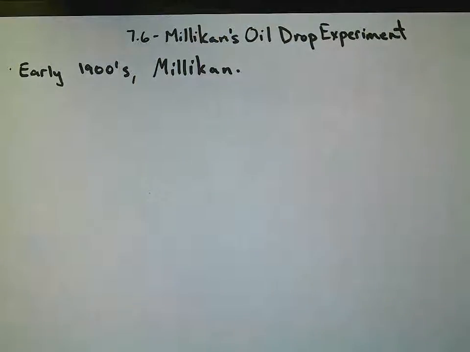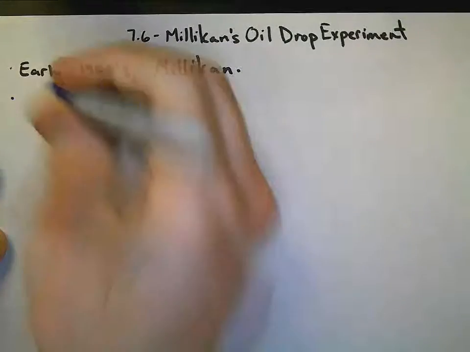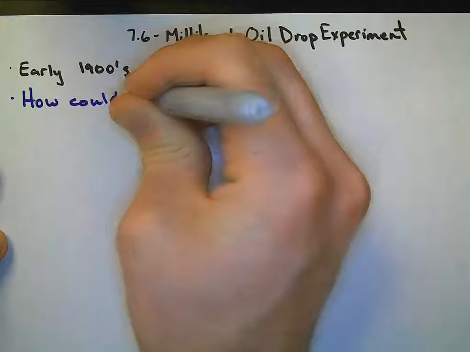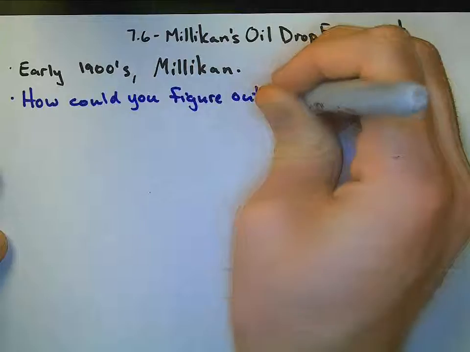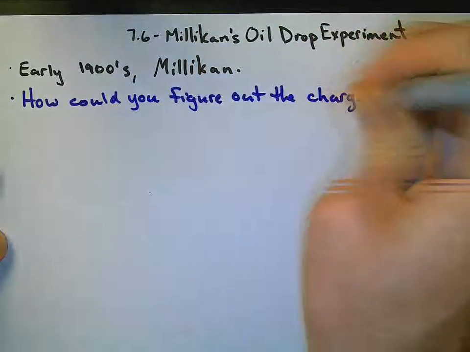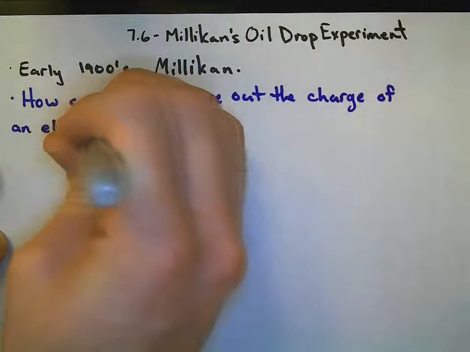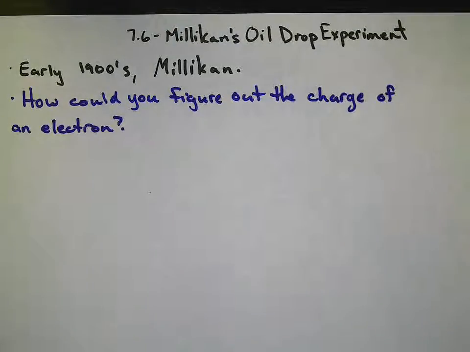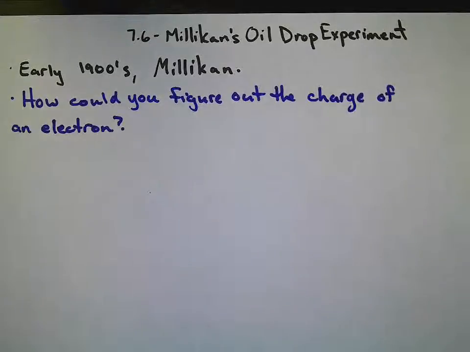Millikan's testable question, or what he was looking to do, and this was what many physicists were doing, was: how could you figure out the charge of an electron? That was the testable question that we were looking at. And what Millikan did was he devised this experiment to calculate it.